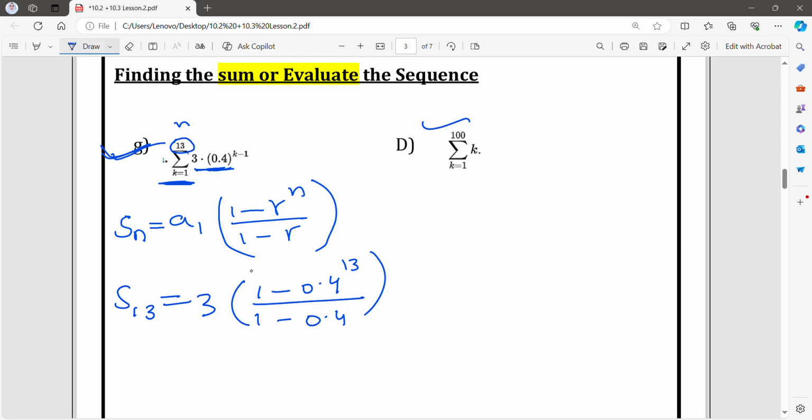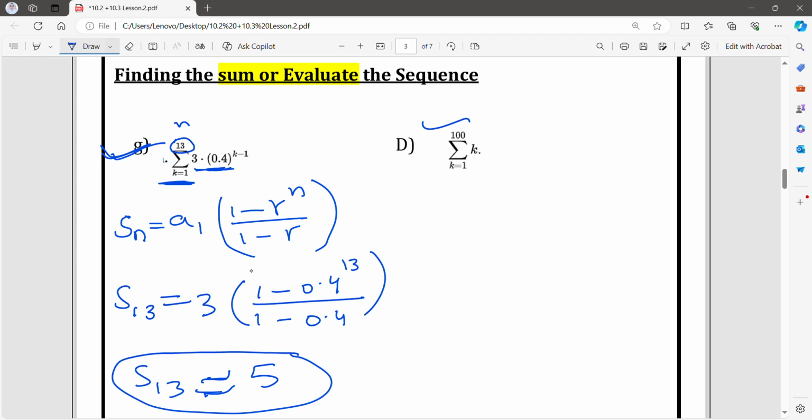So just replace the values. Now give it to the calculator and you will get the answer. It's 3 times 1 minus 0.4 raised to the power 13, over 1 minus 0.4. What is the value? It's 4.999. 4.999 means approximately 5.